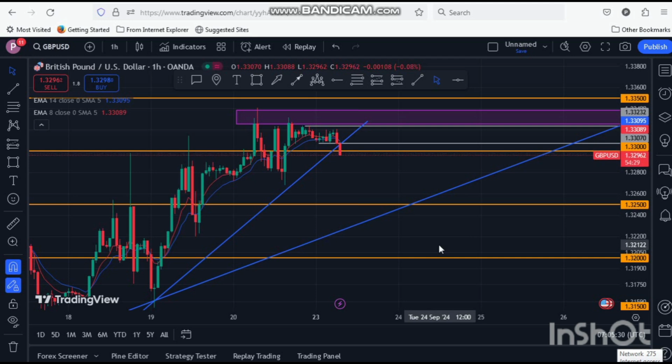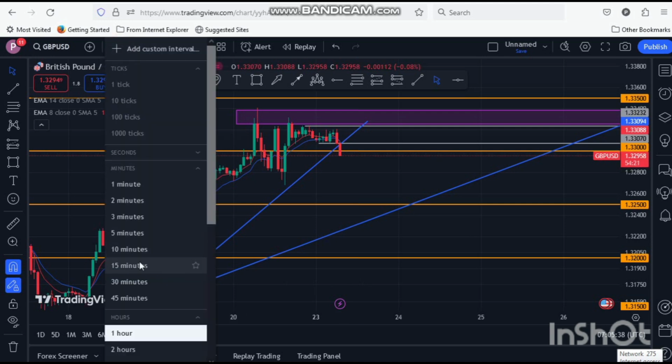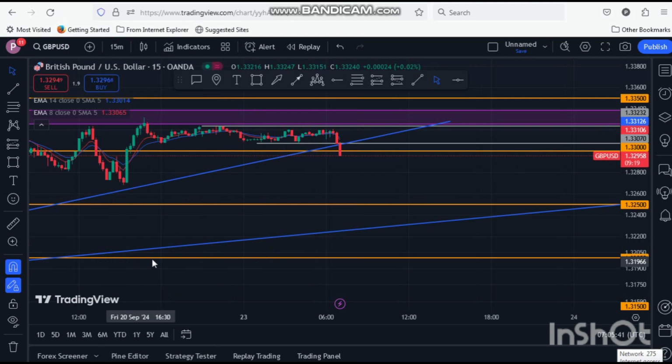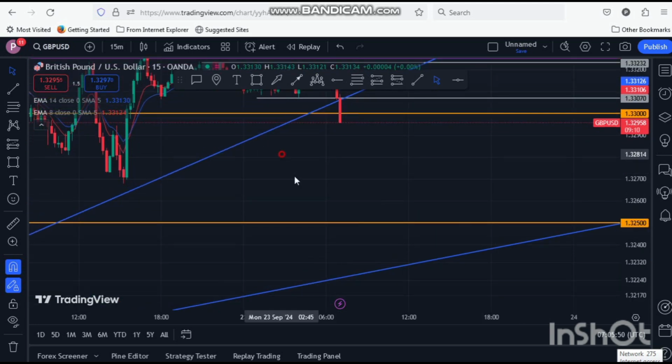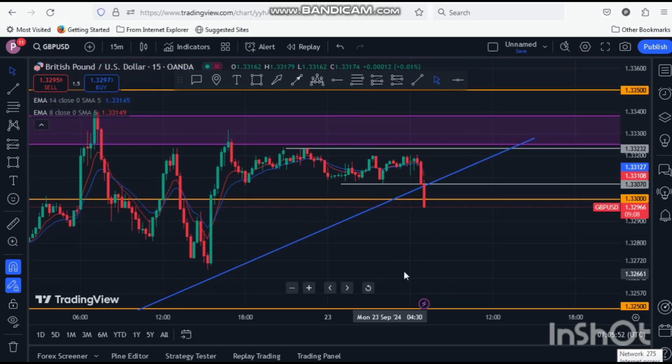So that's it. That's how you do your top-down analysis. You might as well not take this trade from the 1 hour time frame. You might as well go to the 15 minutes time frame and look out for possible trend lines, possible resistance and support areas too on the 15 minutes time frame, guys. So this trade is a very good one, guys.